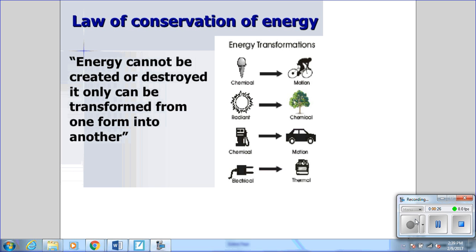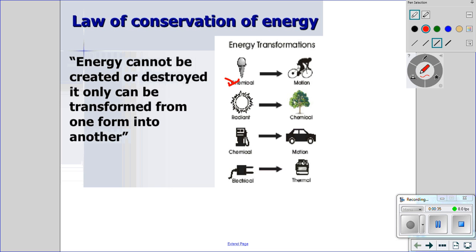I showed you some examples of energy transformations on the right hand side here. If we've got food energy, that is chemical potential energy, and we can convert that, using various chemical processes, into kinetic energy, or the energy of motion. Radiant energy, energy from the sun, can be converted to chemical energy in the form of photosynthesis. Hopefully you heard about that last year in biology.